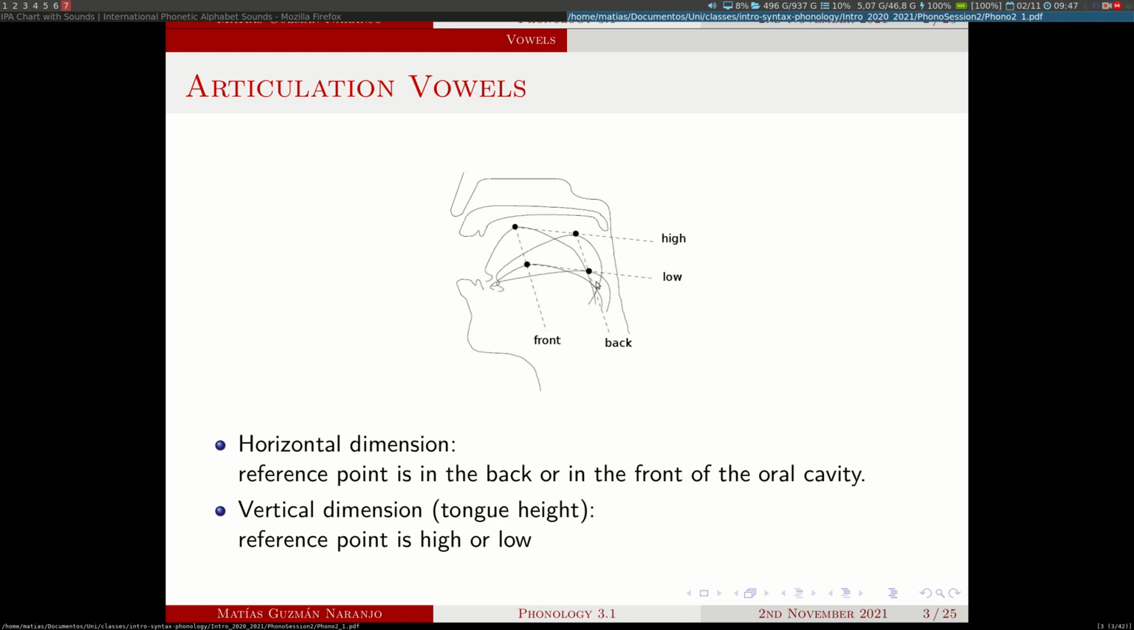Depending on where you put the body of the tongue, whether it's in the front of the mouth or in the back of the mouth, the quality of the vowel changes. The other dimension is the vertical dimension, so whether the body is low or high, and this can combine. So you have front low vowels, front high vowels, low back vowels, and back high vowels.